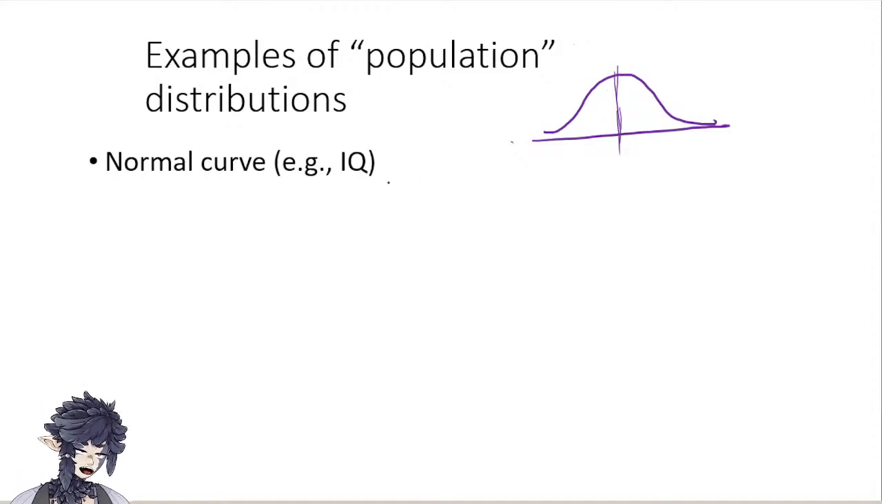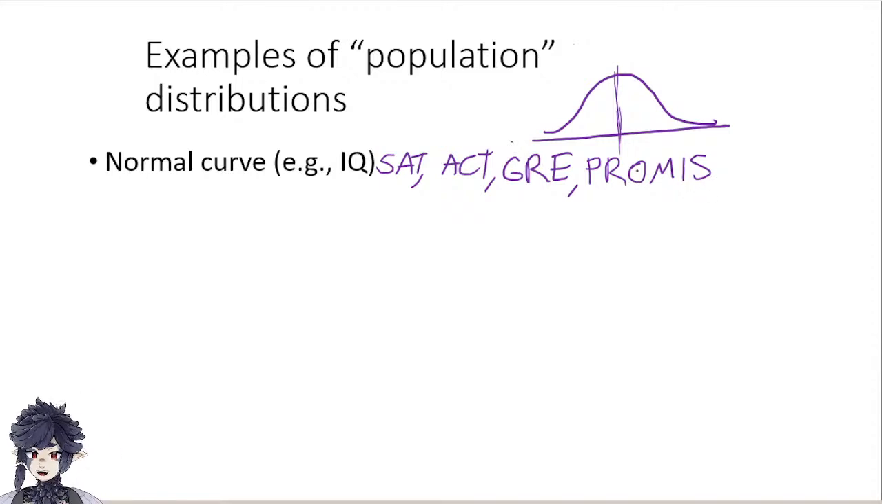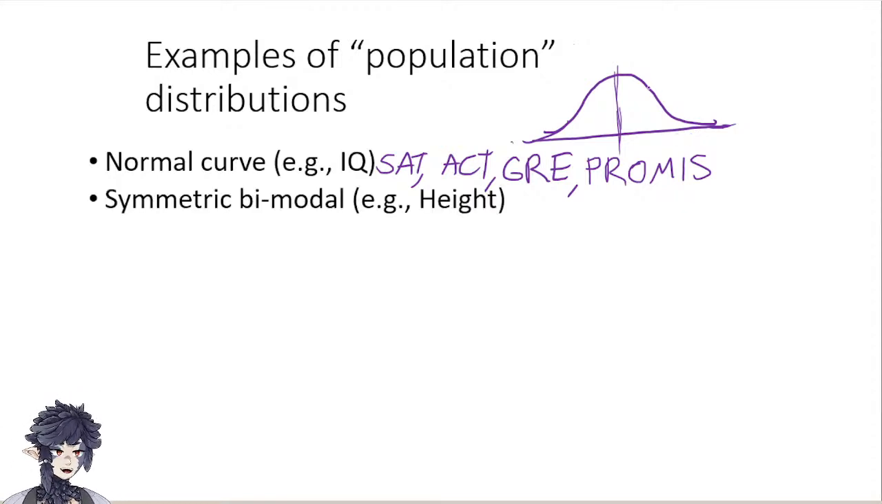But yeah, IQ, a lot of standardized tests like the SAT, the ACT, the GRE. There are medical tests. There's something called the PROMIS. All these standardized tests tend to standardize to a normal distribution. They want a symmetrical distribution where the mean is right in the middle, and then there are very few people the further away from the mean you get in either direction. Symmetric bimodal distribution, an example of this might be height.